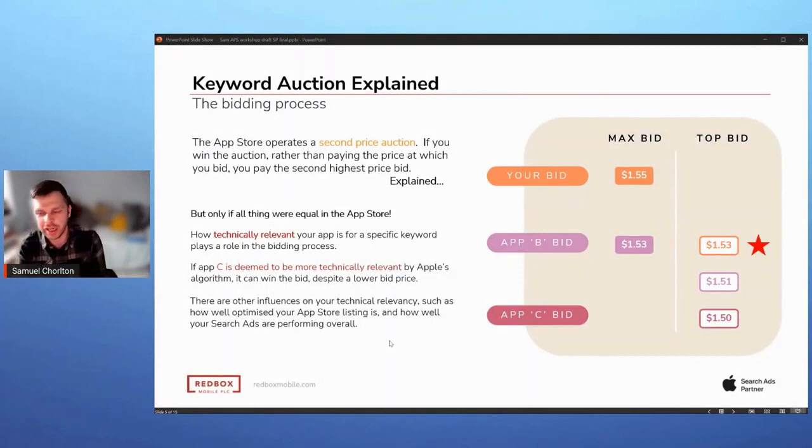So in the App Store, there is a second criterion, which is technical relevancy. And technical relevancy is all related to whether your app basically has a greater chance of being relevant to the user's search than somebody else's. And actually, this has a significant bearing on your likelihood of winning the auction. So it's not just down to who's willing to pay the most. And that becomes an interesting facet that we have to account for.